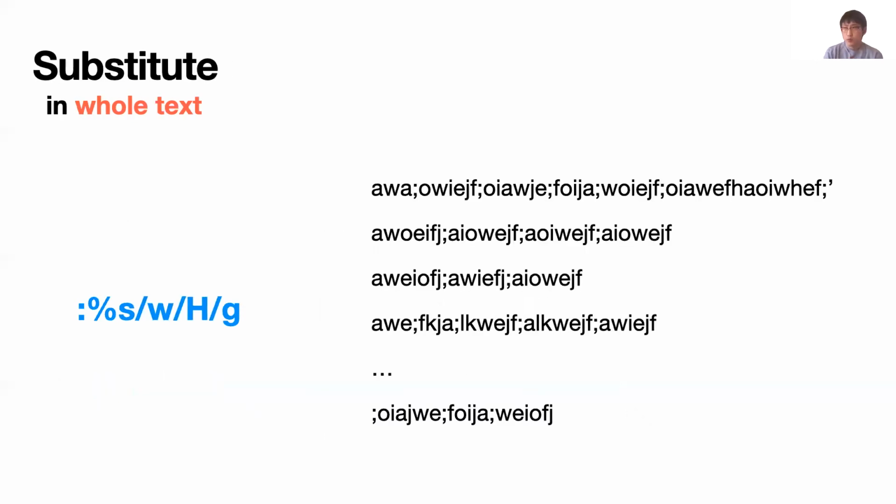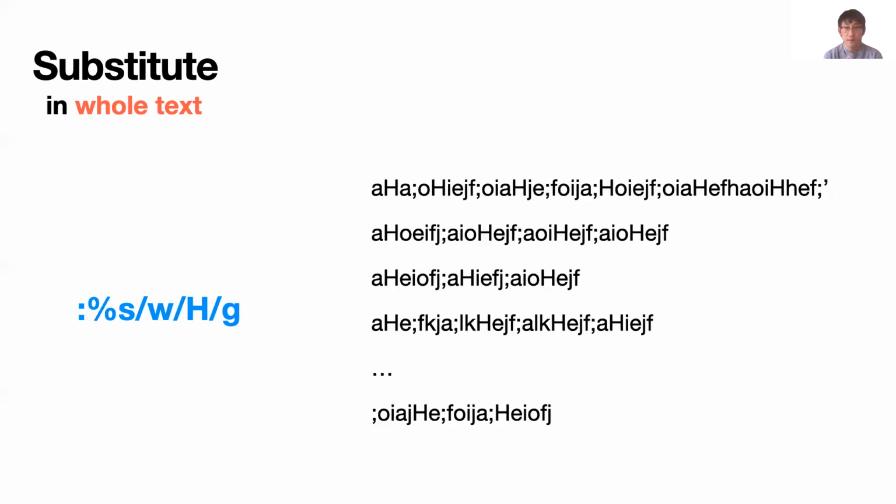Say you want to change all of the W's in the document, then this is what you do. If you put the % sign in front of your S, so colon %s slash whatever you want to change slash into what slash and g for global, then it's going to change every W in every line in any position into capital H, like this.